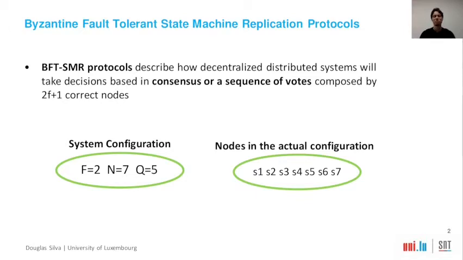2f+1 correct nodes. Now I will lay down how we will be representing the system configuration and the network configuration for the whole presentation. Here we have the F threshold, that is 2, so the system can cope with 2 faults. The N, that is the total number of replicas, and Q, that is the quorum size, so the number of replicas required to achieve consensus, to achieve agreement. And here we have the configuration, that is S1, S2, S3, up to S7. All of these represent nodes or replicas.